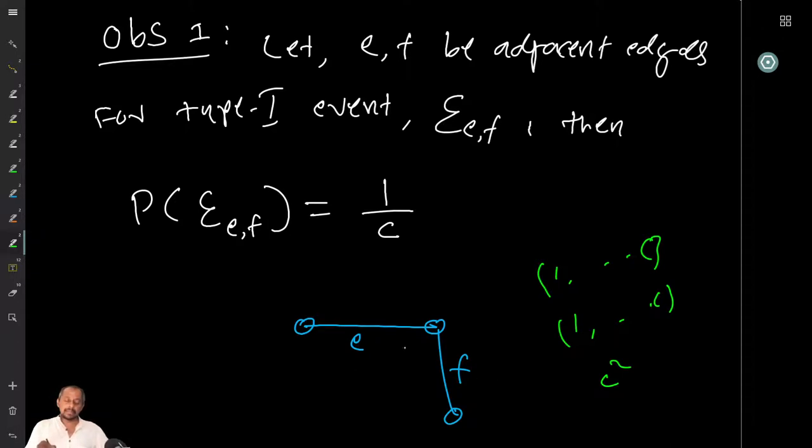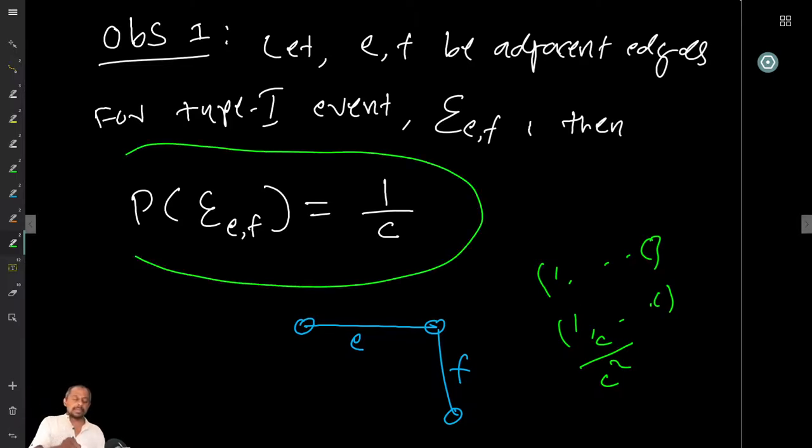And the set of possible common colorings, when they are the same, should be either 1,1, 2,2, etc. C,C. Therefore, there are C possibilities. So C over C square, which is 1 over C. Or you can say that if you fix one color for E, the probability that F gets the same color is just 1 over C, right? Because this is already fixed. Now what happens is what color F gets. I mean, the probability that it gets precisely the same color is 1 over C. So whichever way you want to look at it, the probability of the bad event E,F is 1 over C for a fixed pair of edges E and F.